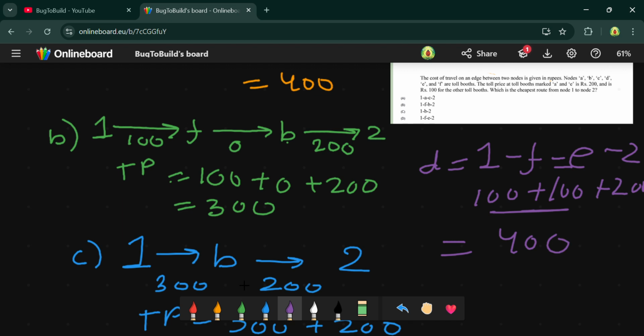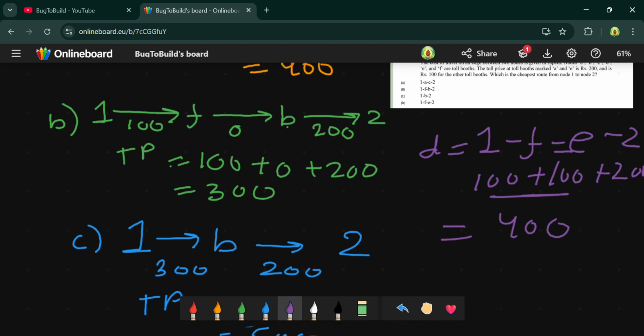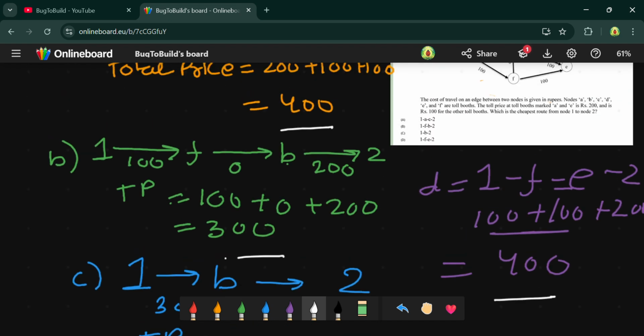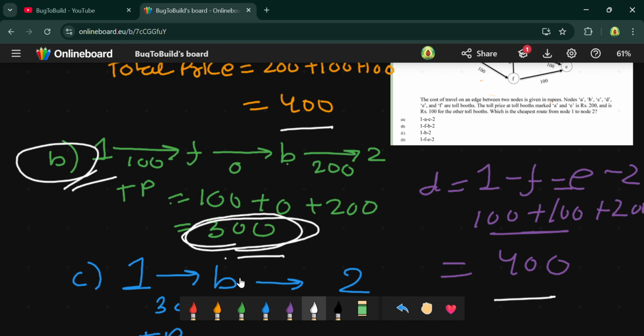So you just have to return the cheapest route. Here we have 400, 500, 300 and 400. So the cheapest route will be 300, which is option B. The correct answer is option B, which is 1 to F, F to B and B to 2. I hope you understand this question.